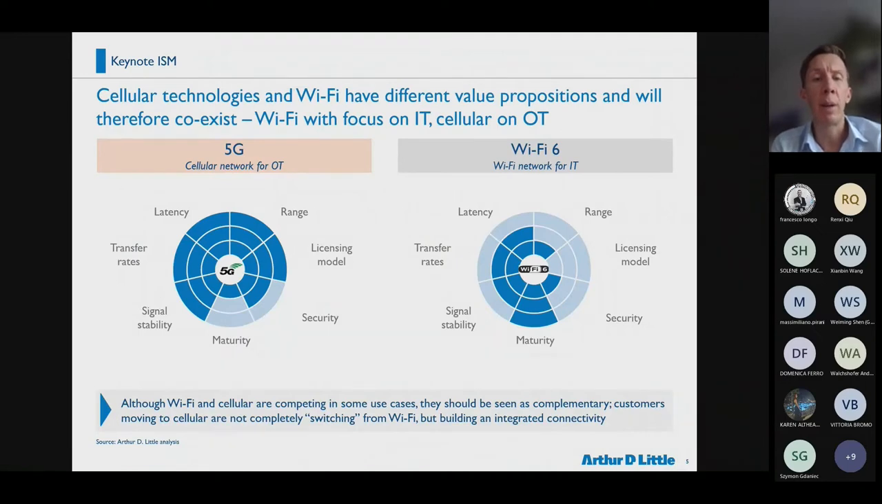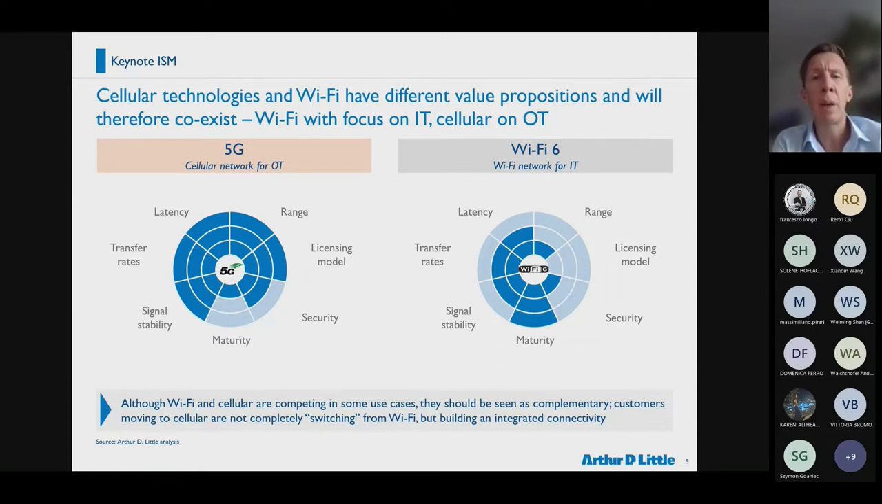Why is that the case? Here to outline the strengths and weaknesses of both technologies. So cellular, and here the proxy is 5G, and Wi-Fi 6 for the Wi-Fi standards. You can see that they are competing not head on, but they are actually quite complementary when we think about where they're going to be applied and what their strengths and weaknesses are. And what we see more and more in the industry is that it's not a question of do I replace cellular with Wi-Fi or Wi-Fi with cellular. It's rather how can I combine those two technologies to have best-in-class enterprise connectivity.